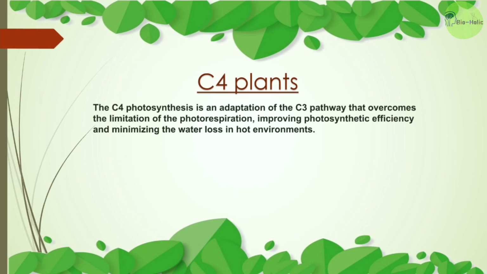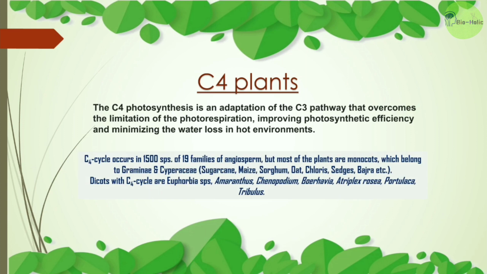The C4 photosynthesis is an adaptation of the C3 pathway that overcomes the limitation of photorespiration, improving photosynthetic efficiency and minimizing water loss in hot environments. This C4 cycle occurs in approximately 1,500 species of 19 families of angiosperms, but most of the plants are monocotyledons, which belong to Gramineae and Cyperaceae, like sugarcane, maize, sorghum, oat, bajra, etc. And there are also some dicotyledons with the C4 cycle. Those are Euphorbia, Amaranthus, Chenopodium, etc.